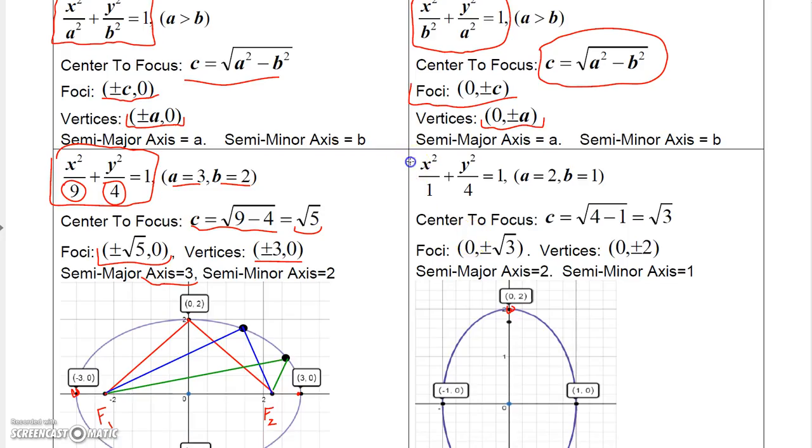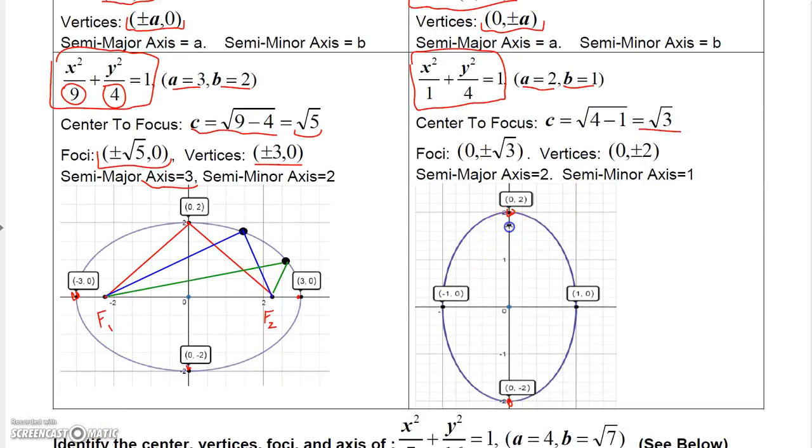So an example here, notice here the denominator of y squared is a larger number. So a squared would be 4, so a would be 2. B squared would be 1, so b would be the square root of that, 1. And then c would be the square root of a squared minus b squared, which is 4 minus 1, or the square root of 3. So this point here would be the point 0, square root of 3, and that's one of the foci.